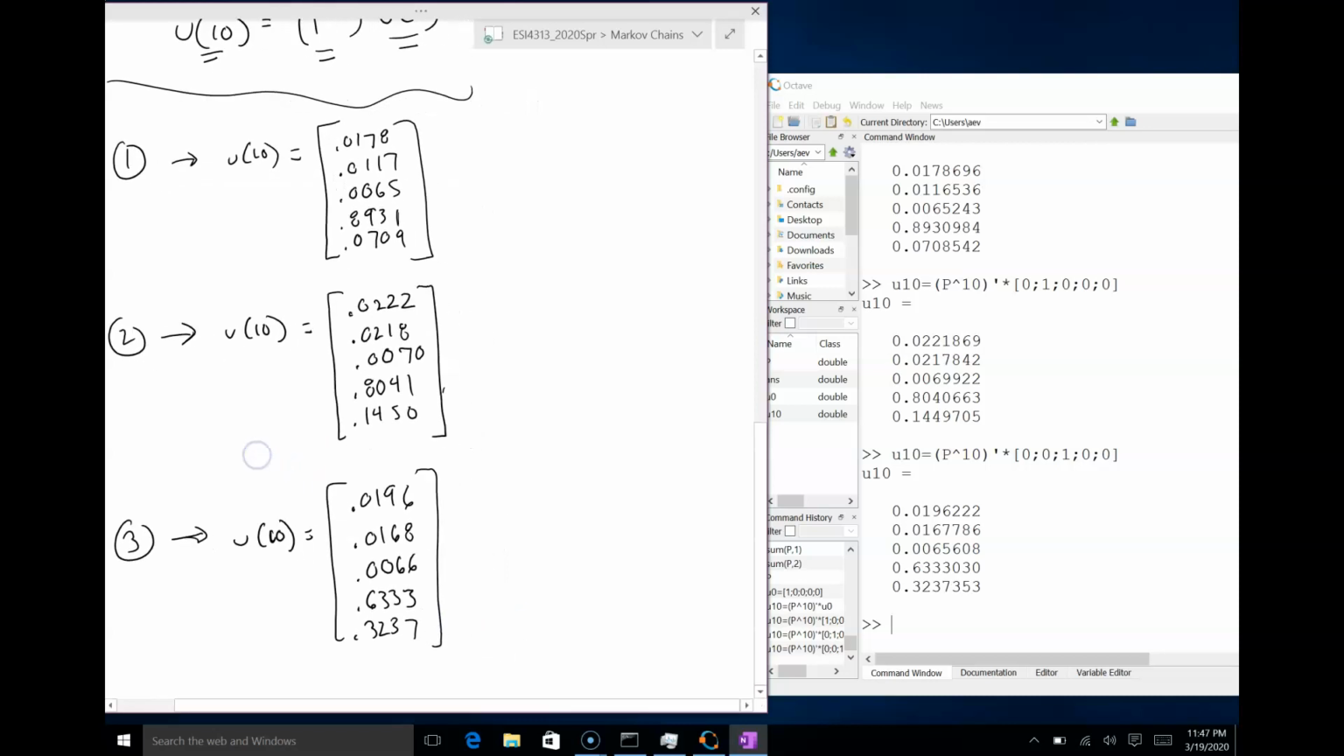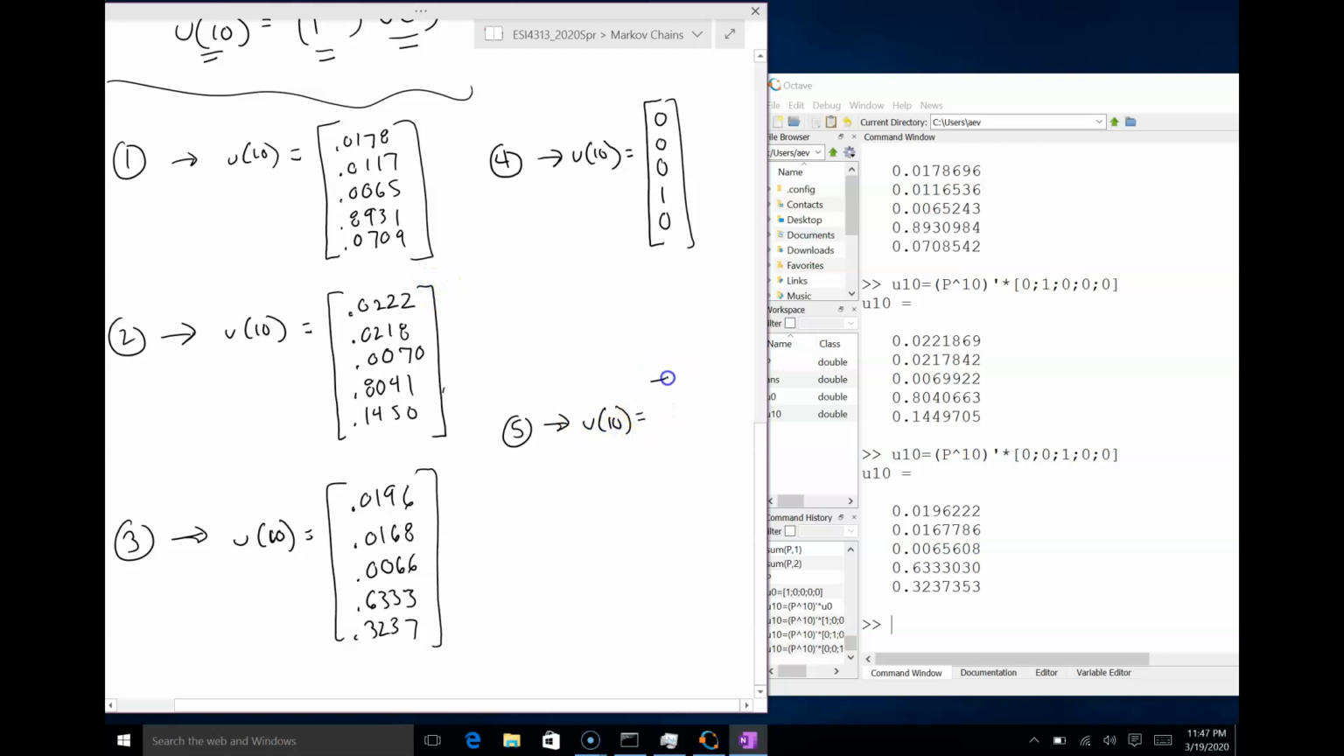Now, let's say you started at state 4 or 5. The answer should be pretty easy. I shouldn't even have to do any calculations, but I'm going to do them anyways. We know that state 4 is an absorbing state. So if you start in state 4, you're not going to leave state 4. That means after 10 steps, we should get back 0, 0, 0, 1, 0. You are guaranteed to still be in state 4 after 10 steps.